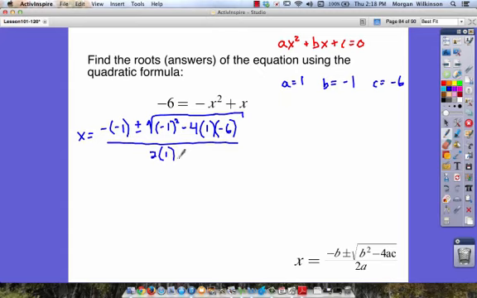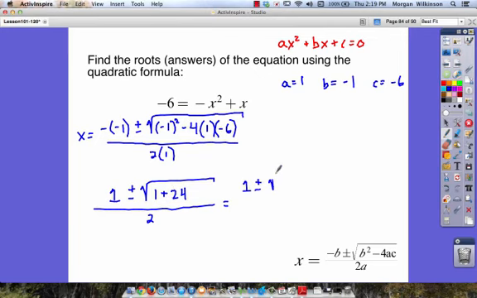Now as we go through and solve, the opposite of negative 1 is 1, so we're going to get 1 plus or minus the square root. Negative 1 squared is negative 1 times negative 1, that's 1. We've got a double negative here, so we're going to need a positive answer. 4 times 1 is 4. 4 times 6 is 24. All over 1 times 2, which is 2. Let's work across. 1 plus 24, that's 25. So we get 1 plus or minus the square root of 25 all over 2.